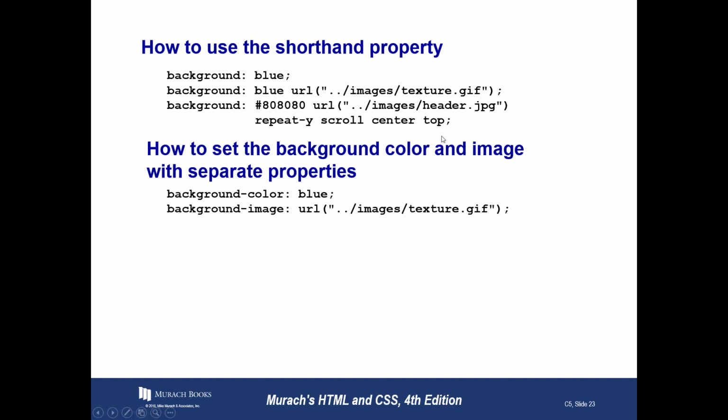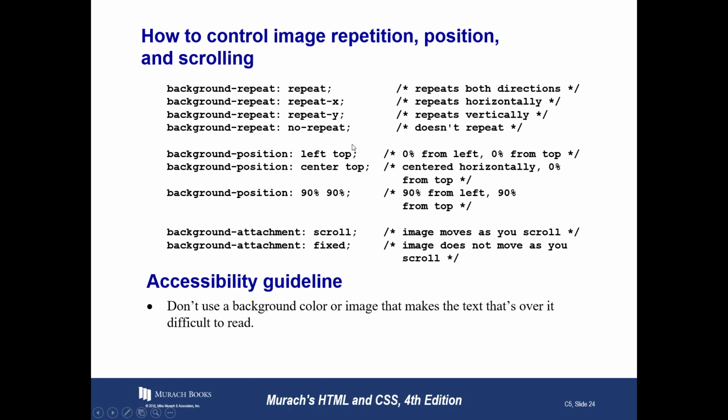So here's setting the background to a color. Here is setting the background to an image, and it says if the image doesn't take up the screen, fill the rest with color. Same kind of thing. And here you're repeating it on the y-axis. All right? So there's a lot of different stuff here that you can set up. Okay, the accessibility guideline here says don't use a background color or an image that makes the text that's over it difficult to read. Again, keep a variation between your text and the background that text goes on.